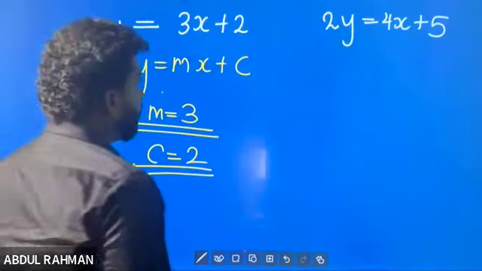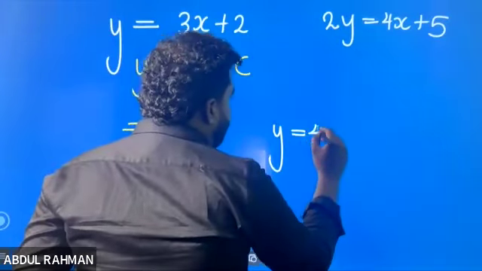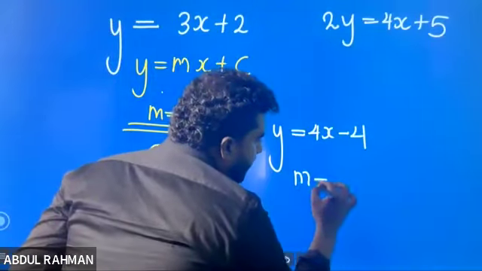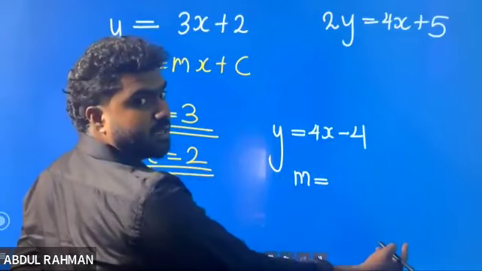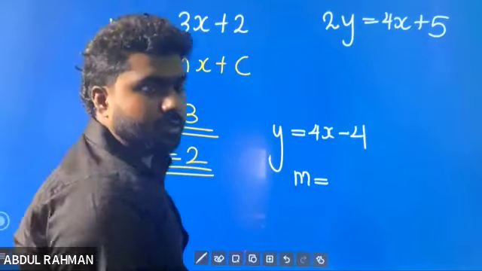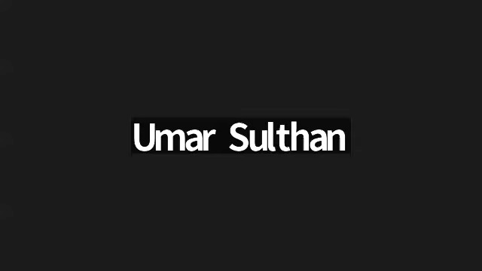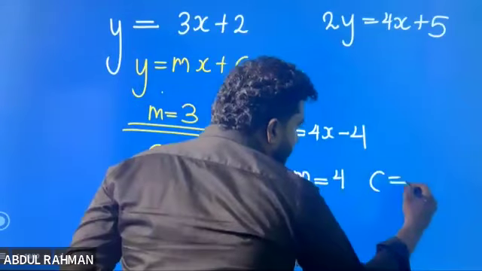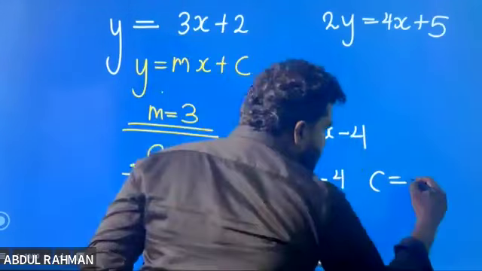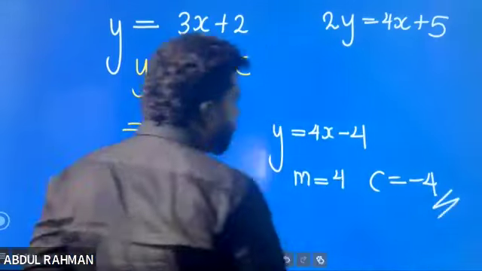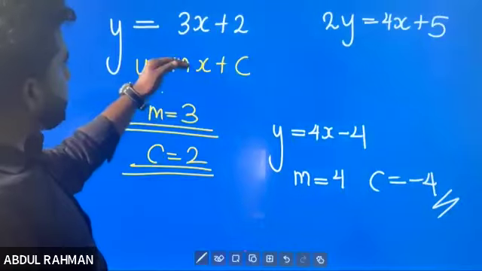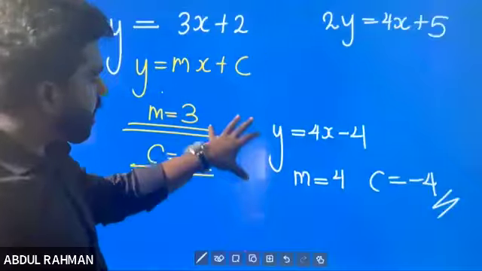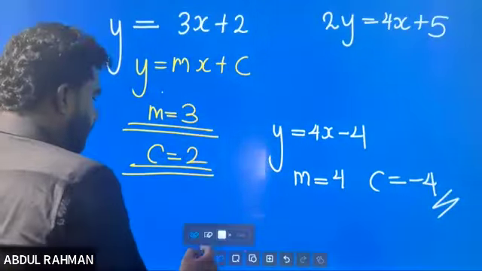I'll do another example. y equals 4x minus 4. What is the value of m? I know y equals mx plus c, so m is equal to 4. What is c? You can't write 4, you have minus 4 there, so you will be writing minus 4. So remember, the coefficient of x is called your gradient and the constant term is called your intercept. That is done.